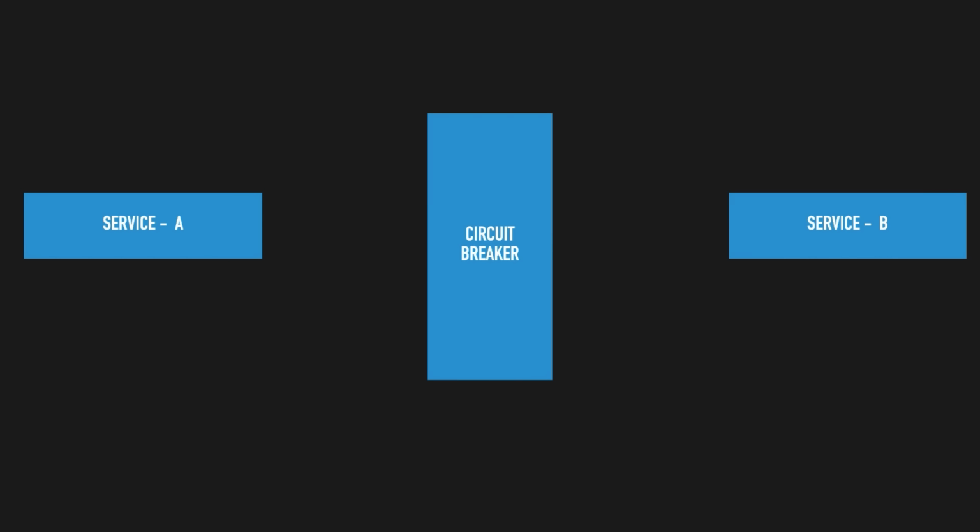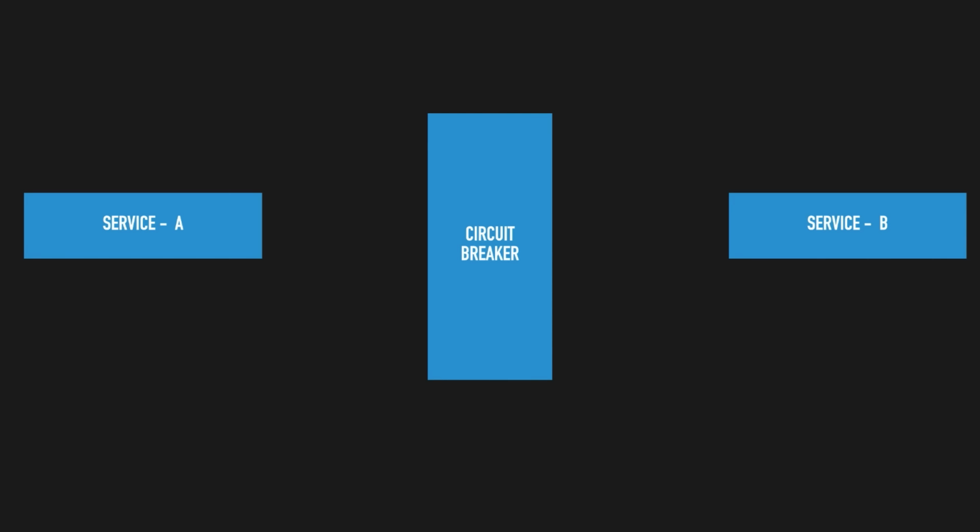So this is a quick walkthrough if you're very new to the circuit breaker design pattern. Let's just say there is a service A and a service B. Service A is calling service B, but the call doesn't go directly. It goes through a person who is going to monitor whether the call is passing or failing. And that guy is the circuit breaker.